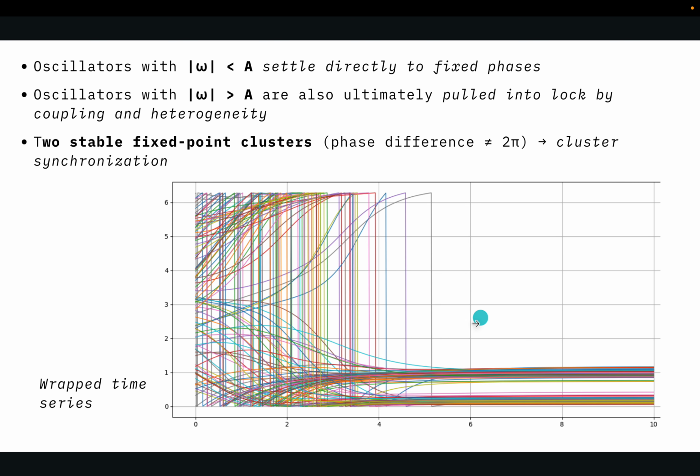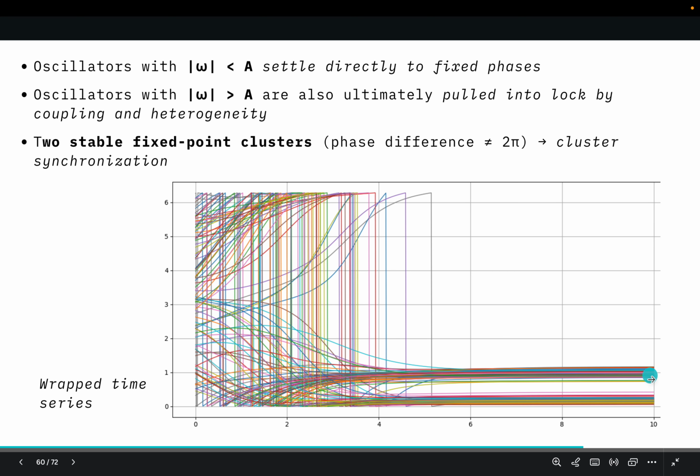But just to show you, this is a wrapped time series, by the way. So this is not an unwrapped time series or anything. So what you're seeing here is not an optical illusion. This is actually two different clusters. And they are two stable fixed point clusters, because here everything converges to a stable fixed point. So they are the fixed point clusters. We can also have oscillating clusters, I told you, which we will look at next.